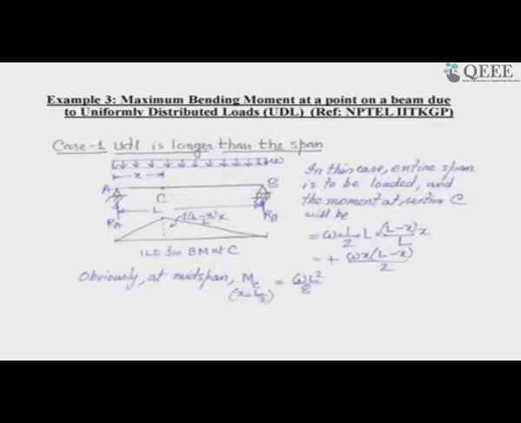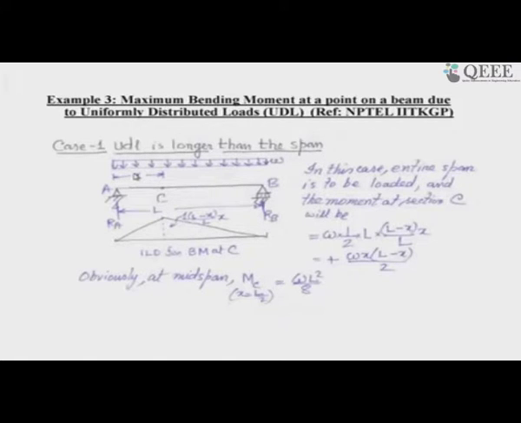It is continuing from that session: maximum bending moment at a point on a beam due to uniformly distributed load. There are two cases. Case 1 is UDL, uniformly distributed load. I have directly copied from the class notes, and it is from Professor Hibbeler's book anyway. UDL is longer than the span, and something has been taken from the NPTEL course IIT KGP material, because the derivation was very concise. That is why I have taken from both. And now, case 1 is UDL longer than the span.